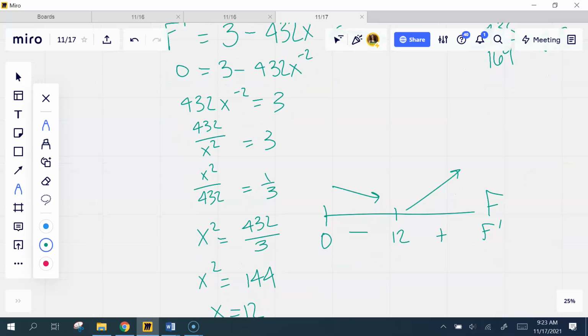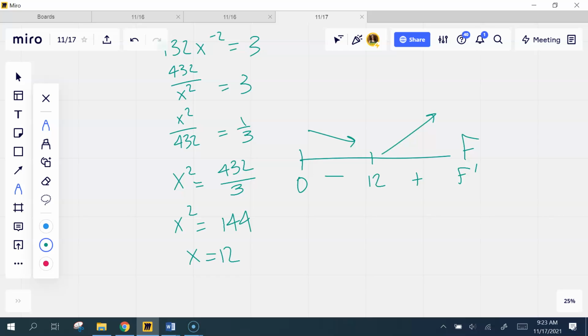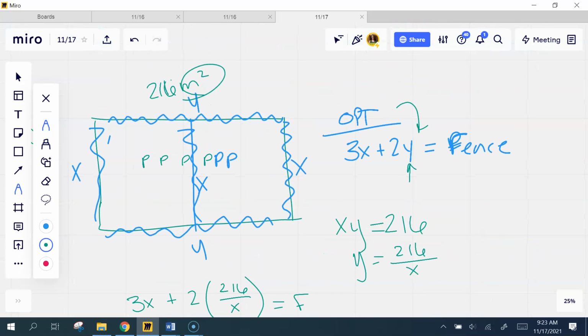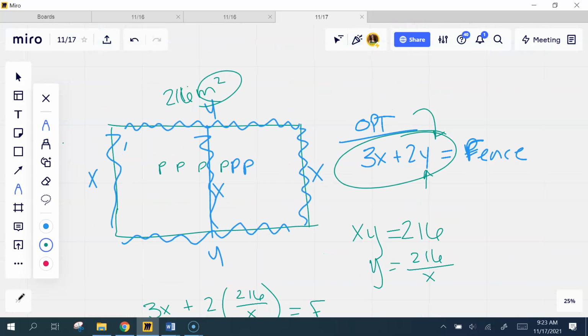All right, so we got a minimum of 12. What does that tell me? It did not answer the question. My minimum value is 12, but the question asked what dimensions for the outer rectangle will be required for the smallest total length of fence. Well, that's going to be your width, so now you plug 12 in. That'll tell me the amount of fence, which answers the second part of the question.